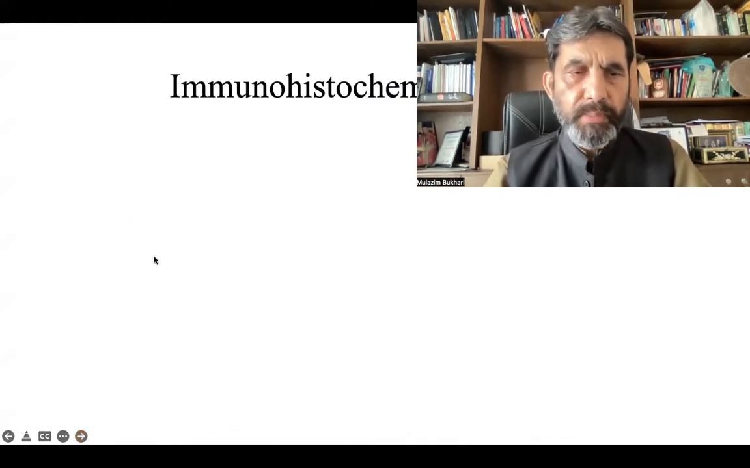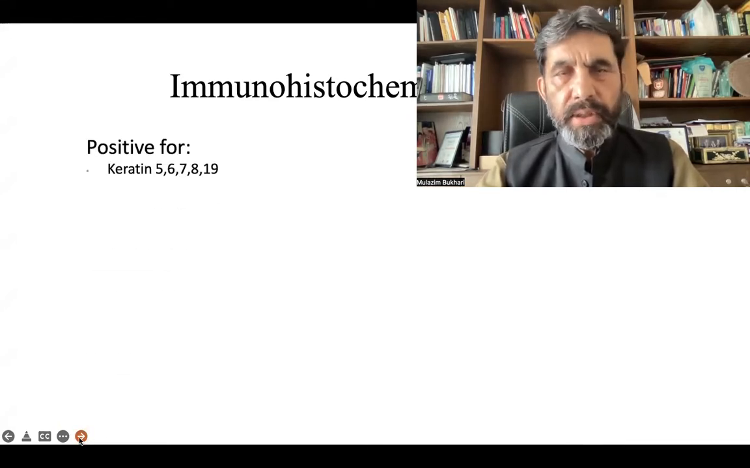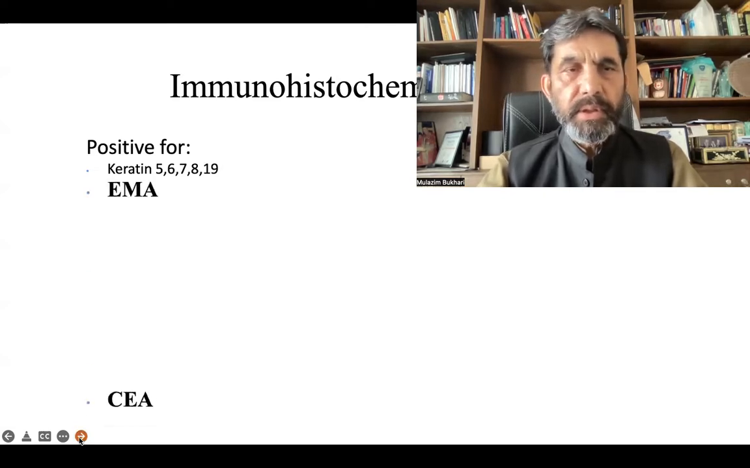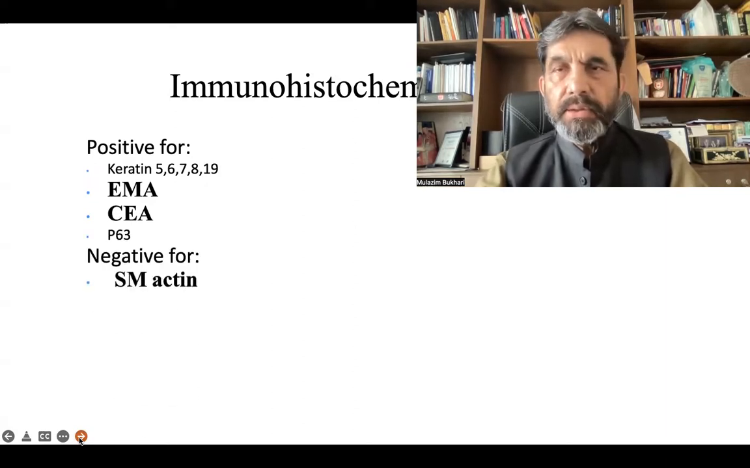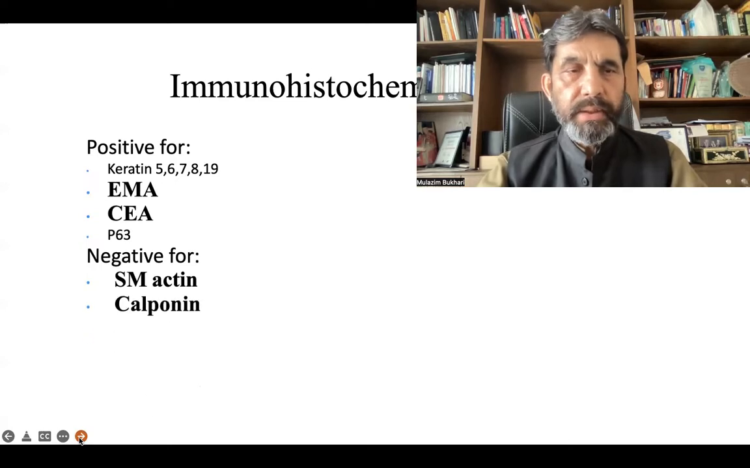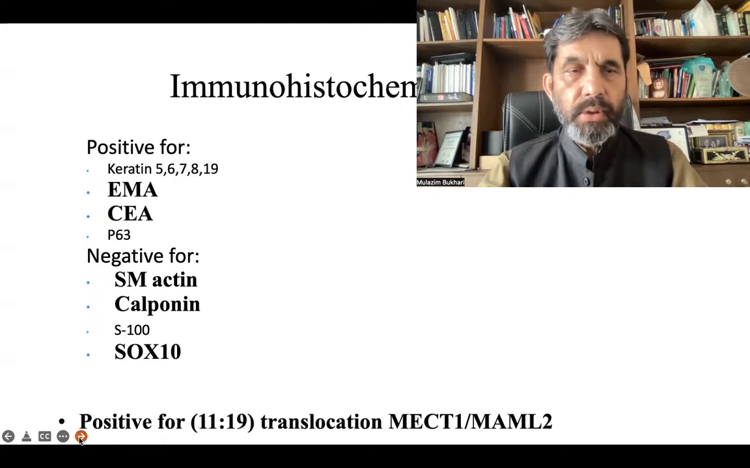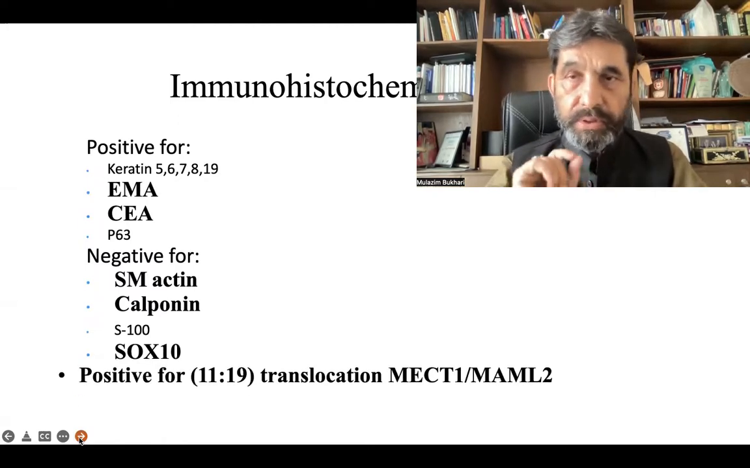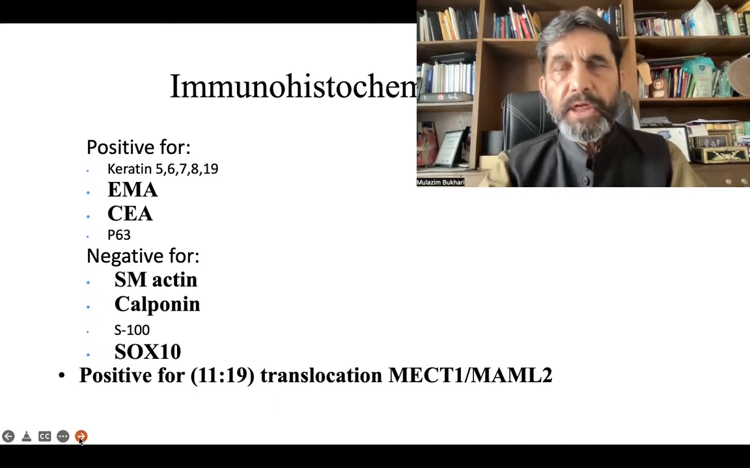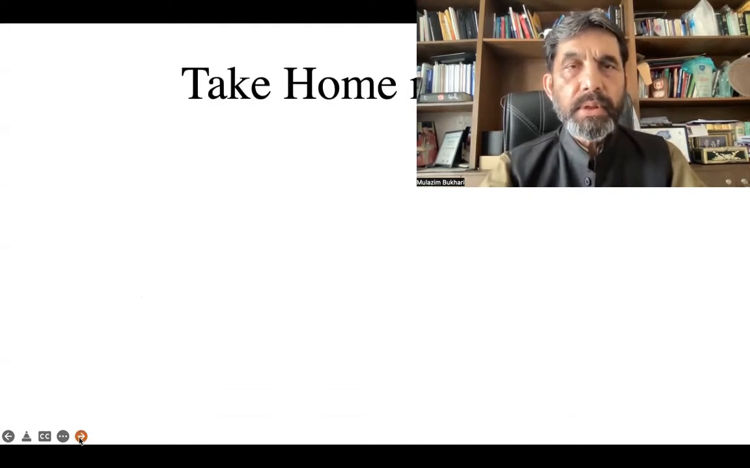Immunohistochemistry of mucoepidermoid carcinoma. Positive for cytokeratin 5, 6, 7, 8, 19, EMA, CEA; more specific ones I have made bold. Negative for smooth muscle actin, calponin, S100 protein, SOX10, positive for translocation. This translocation, this last one, is very important for the MCQ questions.